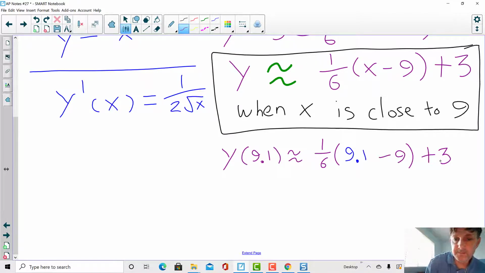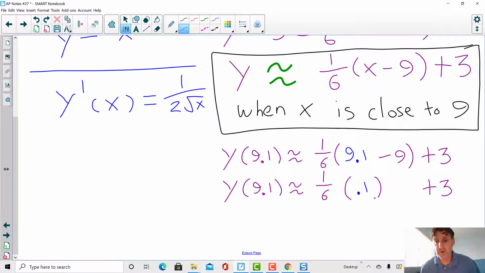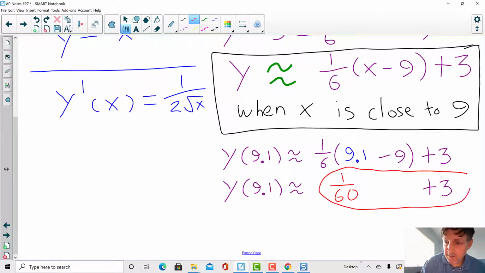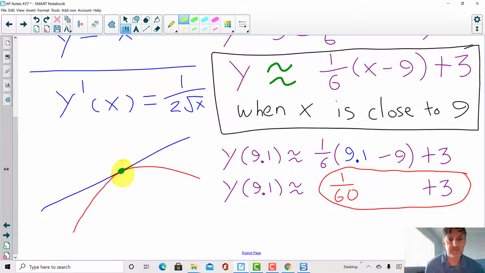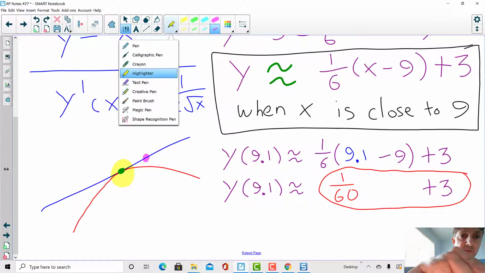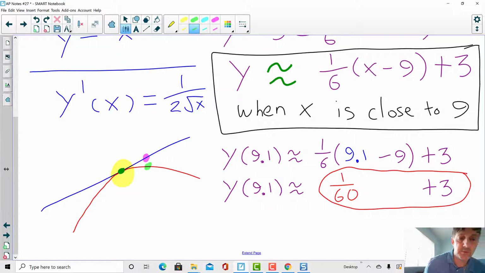Now let's simplify. And we can rewrite 0.1 as 1/10. And 1 over 6 times 1 over 10 is 1 over 60. Okay, so this is the answer that we got by plugging into the equation of the line. Okay, remember this point right here is when x is 9. The estimate that we just got on the right side over there is when x is 9.1. So it's going to be on the tangent line, so it'll be a little bit higher than the real value. So the real value on the square root function is going to be a little bit lower.